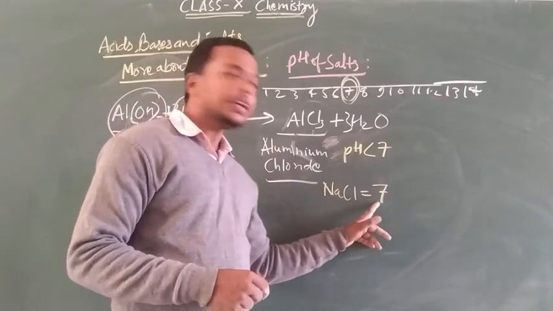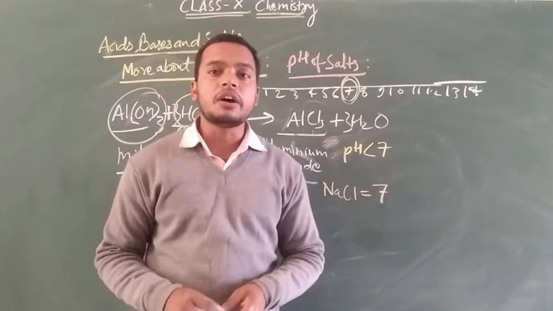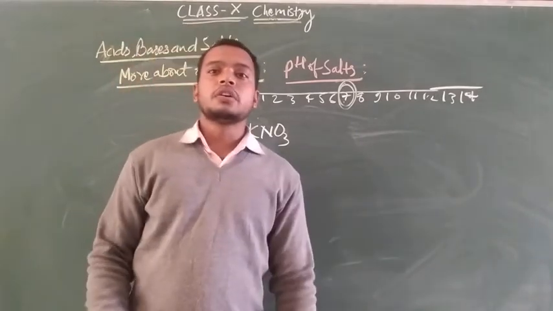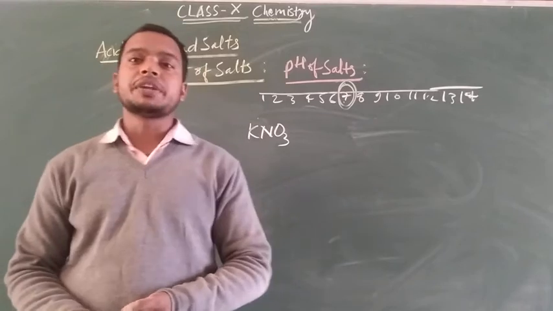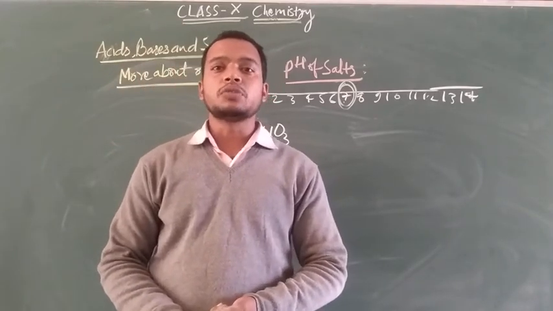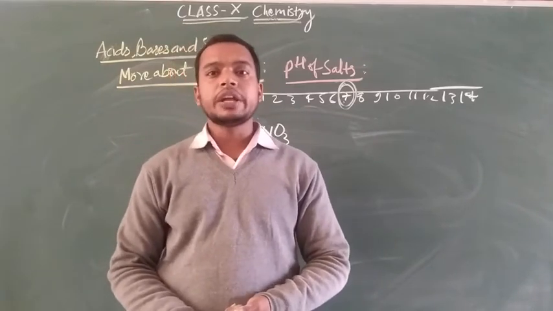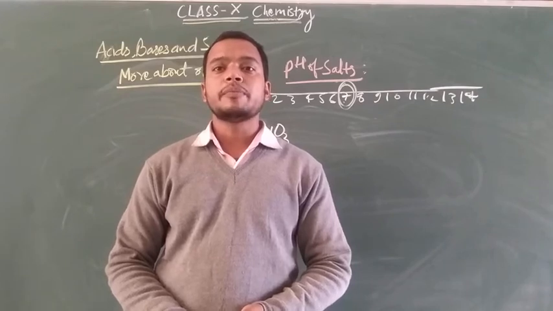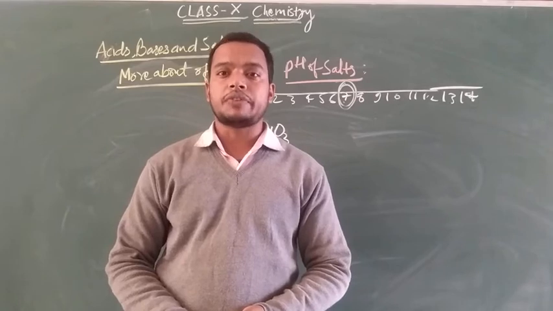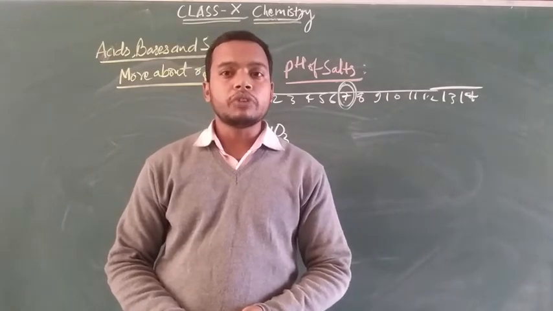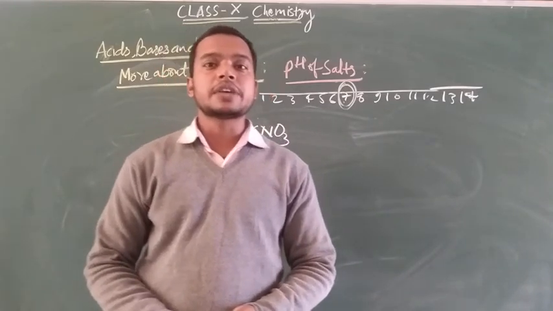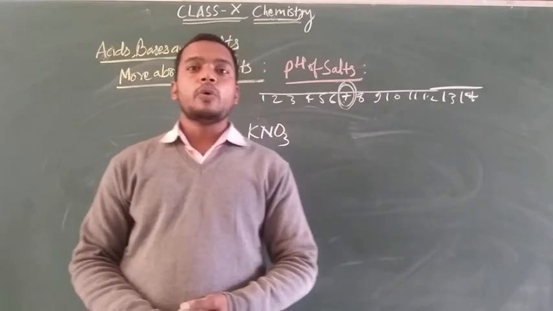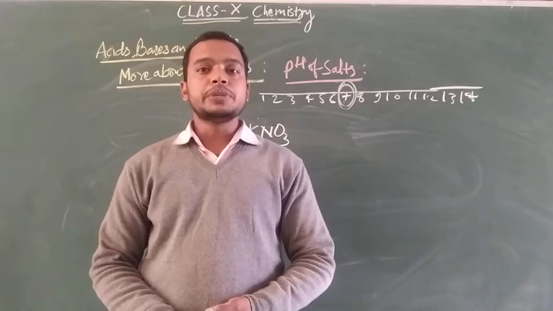And the pH of NaCl will be 7, because it is formed by the combination of strong acid and strong base. When a salt is formed by strong acid and strong base, we find a neutral salt whose pH is equal to 7. When a salt is formed by strong acid and weak base, its pH will be less than 7. And when a salt is obtained by the combination of strong base and weak acid, its pH will be more than 7.